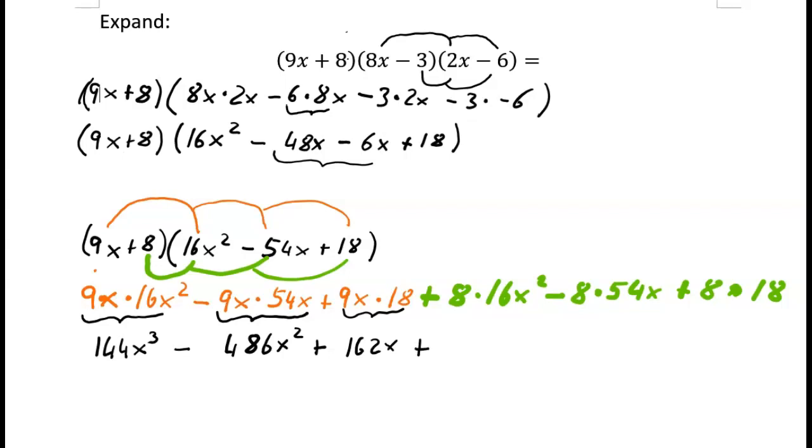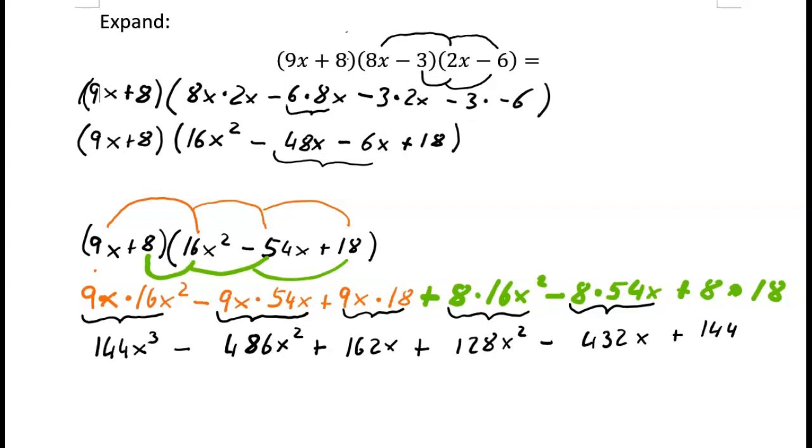Plus, we have 8 times 16x squared, and that gives us 128x squared, minus 8 times 54x, that gives us 432x, plus 8 times 18, and that gives us 144.